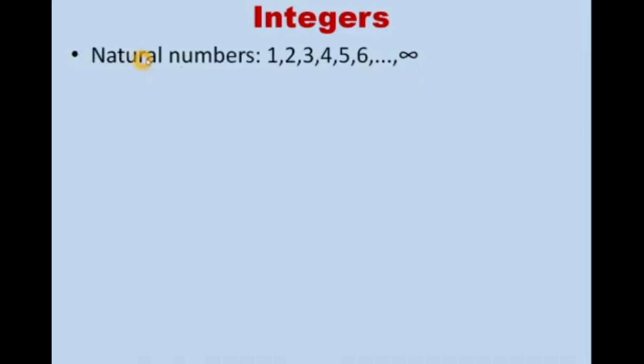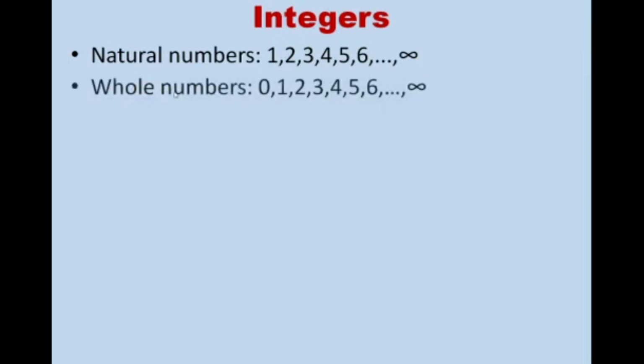Natural numbers are counting numbers starting from 1 till infinity, which means there is no ending of natural numbers, or there cannot be the biggest natural number. Whole numbers are numbers starting from 0 till infinity, which means there cannot be the biggest whole number.